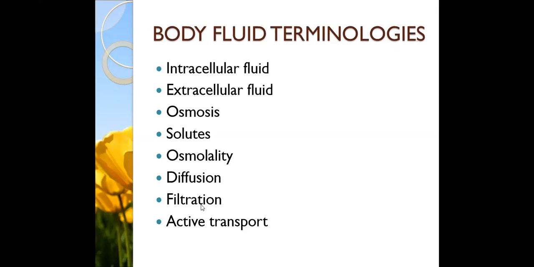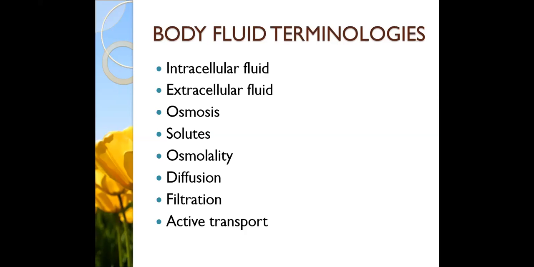And the next one is filtration. The fluid and the solute move together across a membrane from an area of higher pressure to one of lower pressure. Then this condition is called filtration. And the final one is active transport. When a substance moves across the cell membrane from the less concentrated solution to a more concentrated solution, it is called active transport, and it requires a carrier. Okay, with this we are done with the terminologies of body fluids.